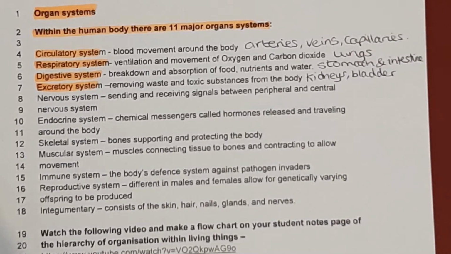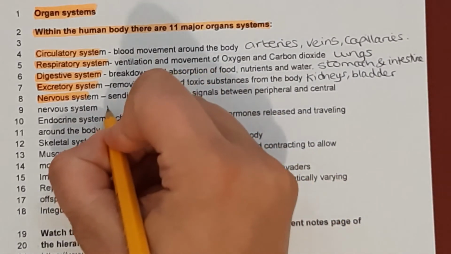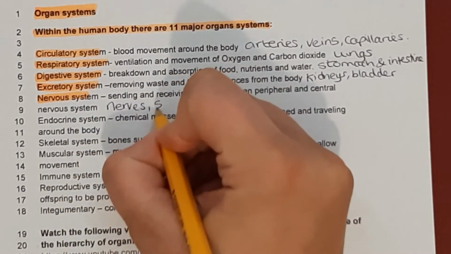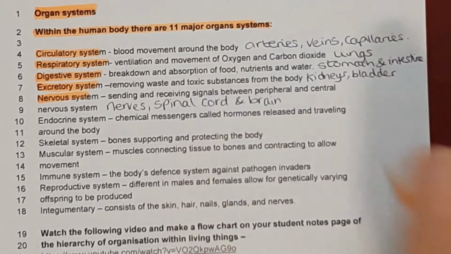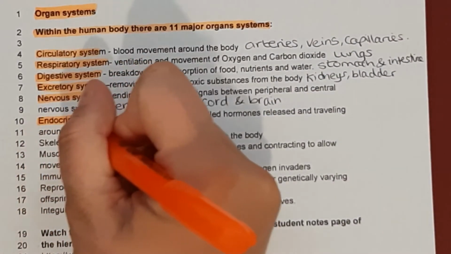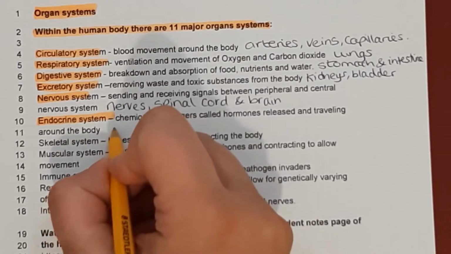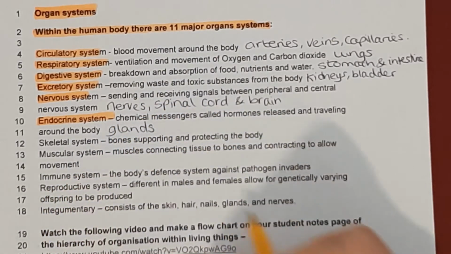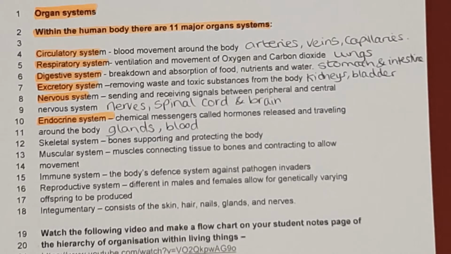Our nervous system, so that is sending and receiving signals between the periphery and the central nervous system. And that is going to include our nerves, our spinal cord, and brain. And we've got the endocrine system, because the endocrine system is all about hormones. So it's chemical messages called hormones. They're released and they travel around the body. So this system is going to include a number of glands, and it also uses the blood vessels as well. Blood in general, blood vessels.